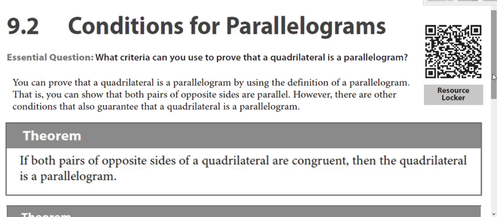That's the definition. Parallelograms have opposite sides that are congruent. So if both pairs of opposite sides are congruent, then it's a parallelogram. So it's true both ways. That's really all this lesson is looking at. It's the same stuff from 9.1, the other way around. So if you know that those properties are true, then it's a parallelogram.